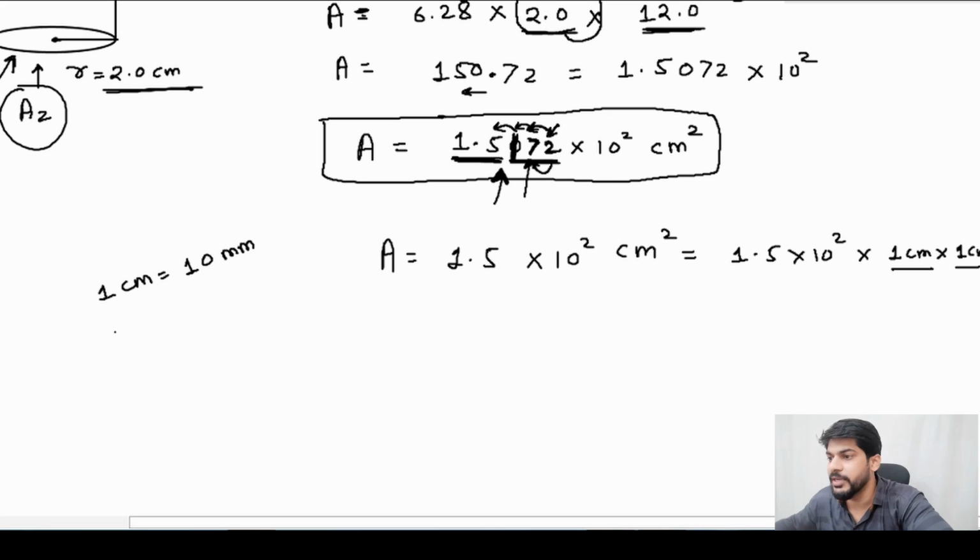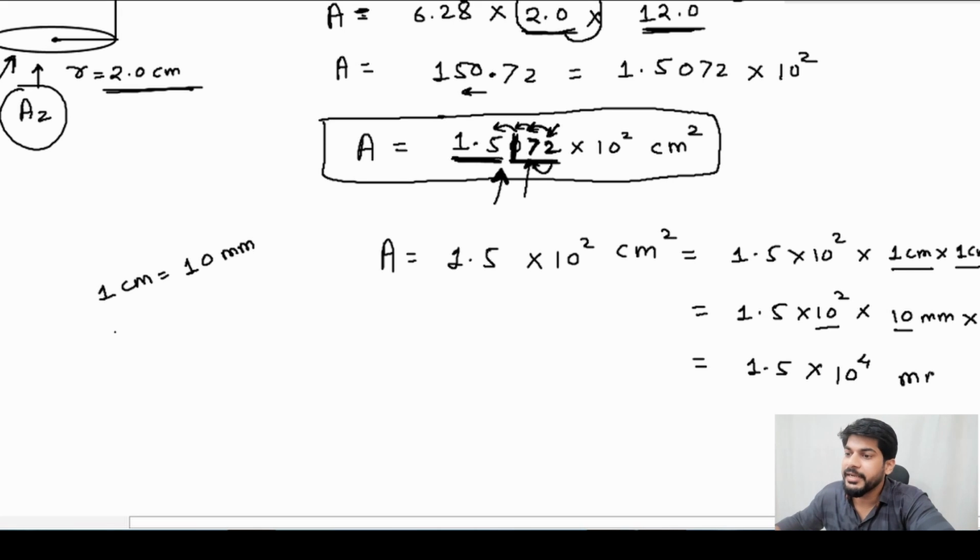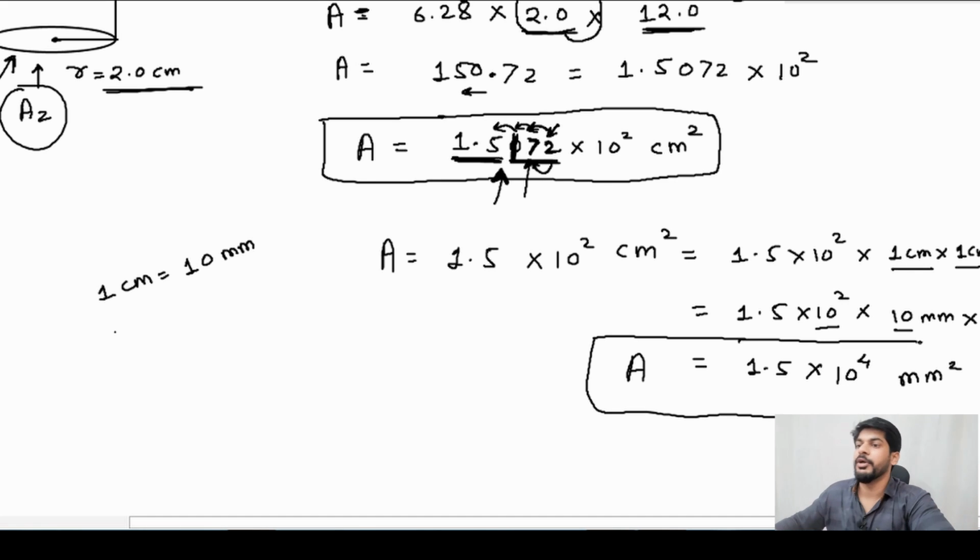So let's put all these values, 1.5 into 10 raised to 2 into 10 mm into 10 mm. So that's why the answer would be 1.5 into, see here, this is 10 raised to 2, 10 raised to 1, 10 raised to 1. So the answer would be 10 raised to 4 mm squared, and that is the answer for us. Okay, I hope this is clear.